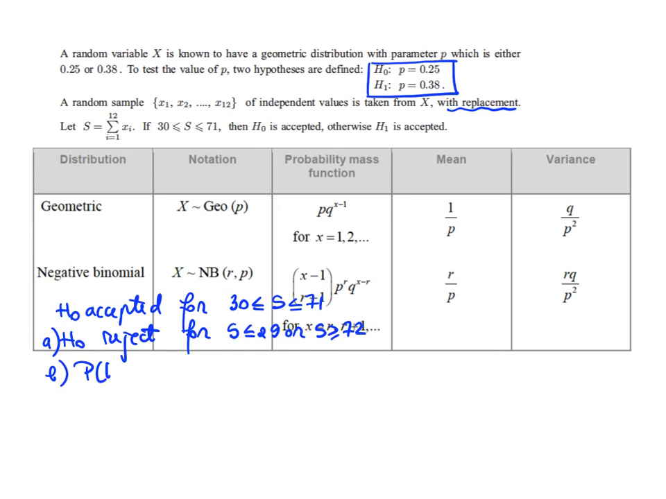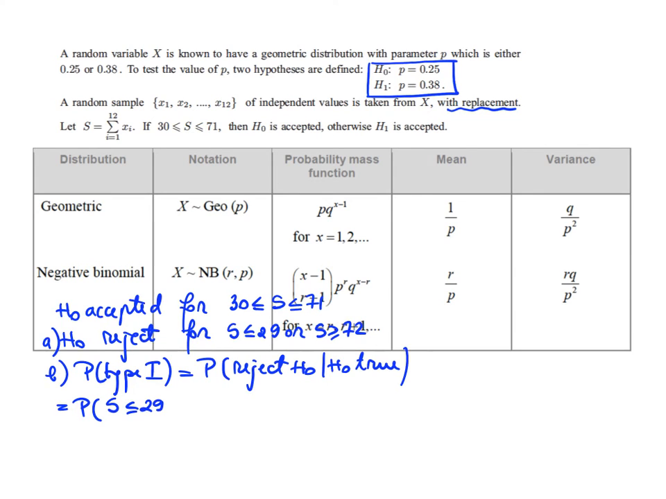That's the critical region. Now the probability of a type 1 error: the probability of rejecting H0 given that H0 is true. So it's the probability of S less than or equal to 29 or bigger or equal than 72, given that our S is negative binomial with 12 and 0.25 under H0.